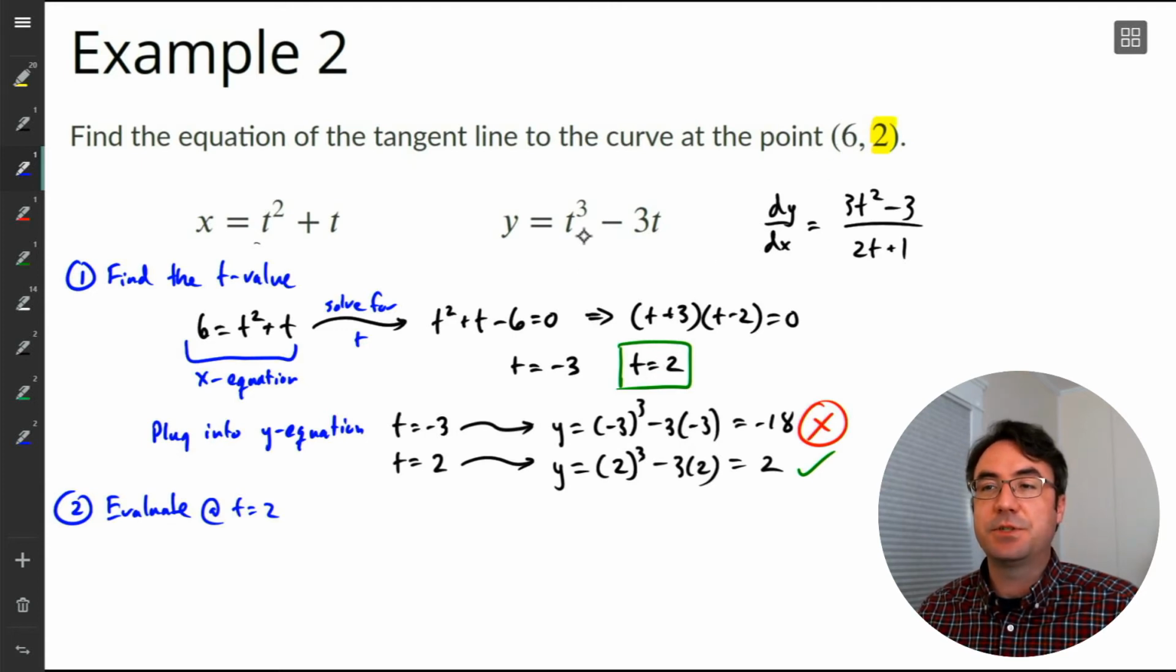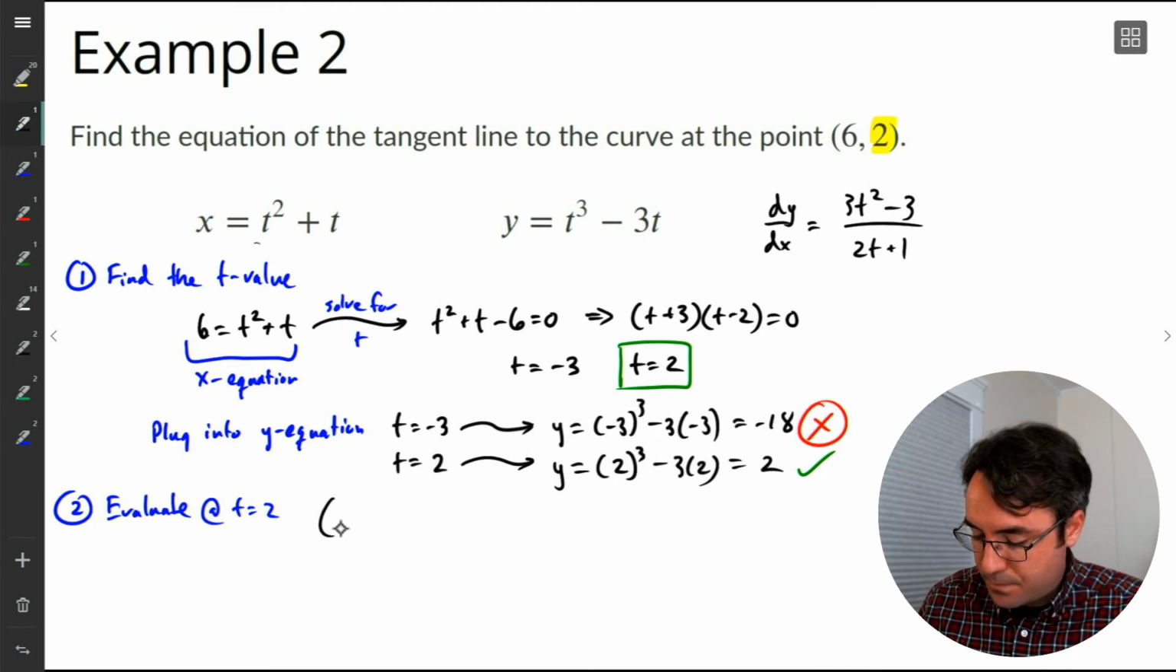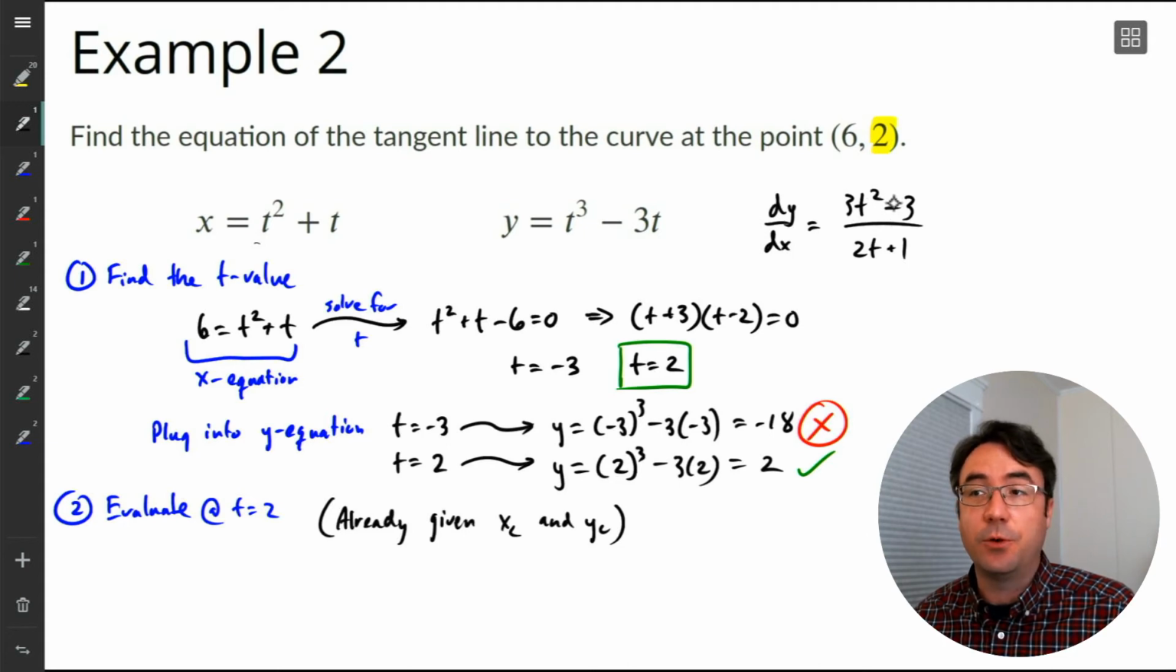Same thing if we were to take t equals 2 and plug it in here. Well, we did that. We get 8 minus 6, which is 2. So we're actually given the x and y coordinates, so we don't need to go through and plug those in because we'll just repeat that information. But if we weren't given this point, we would need to take our t value and plug it in to find the x and y coordinates. So we're already given the x-coordinate and the y-coordinate for our point. But we do need to take this t value and plug it into the derivative to get the slope.